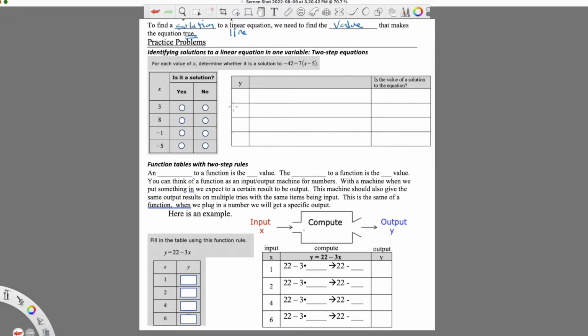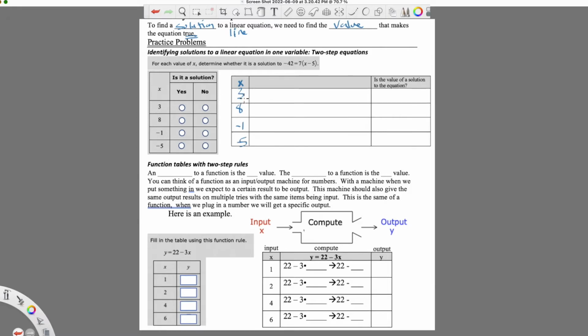In this one, I don't know why that says y. That should say x. I need to fix that. That was a typo. So we have 3, 8, negative 1, negative 5. I'm just copying those over from here.